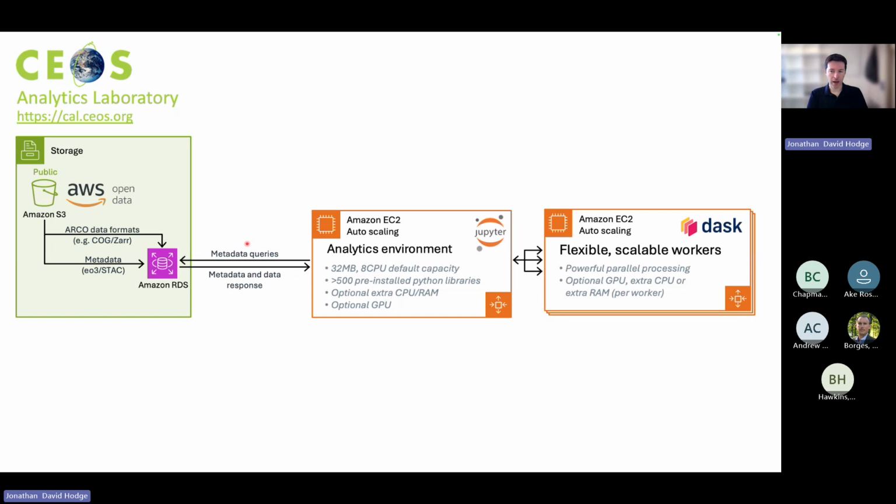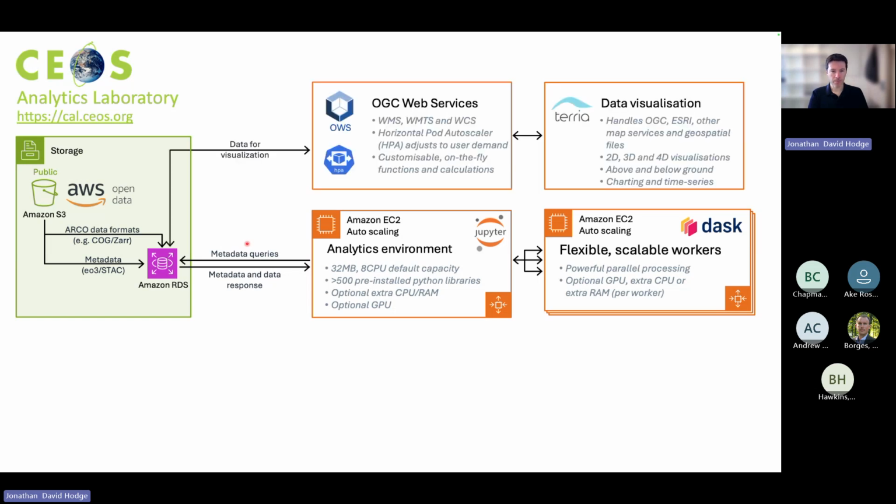We also connect the capabilities of what's called a Dask cluster, and this is a scalable cluster that you can connect to your Jupyter environment to do much more advanced processing. I'll talk a little bit about that in a few slides. On top of that, we have the ability to turn on web services. So we can connect to the same data. We can connect OGC WMS services, so web mapping services, web map tile services, or coverage services.